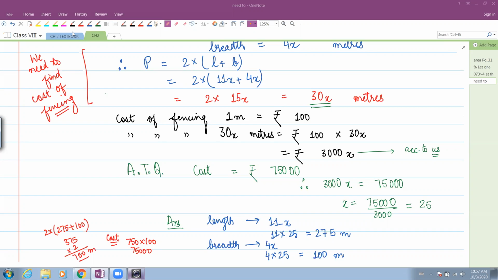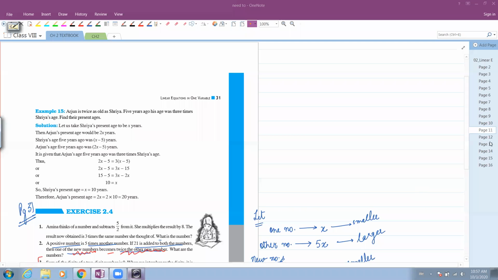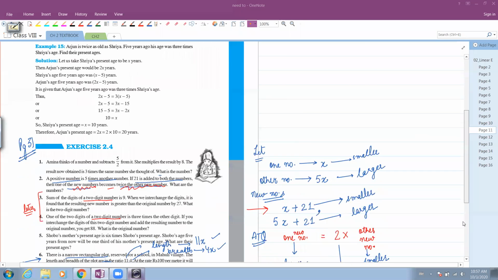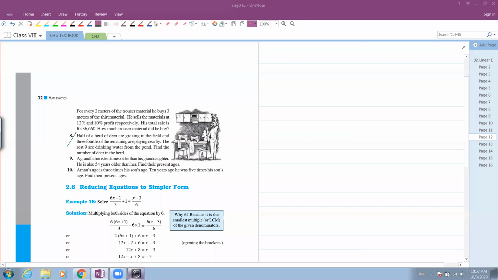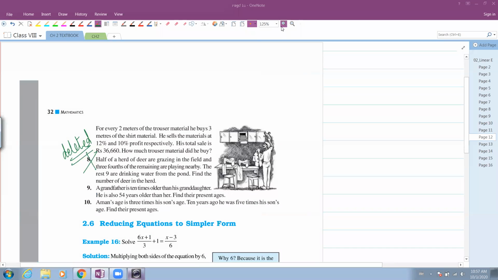I'm done. After this, the next 2 questions are deleted from your syllabus. Question number 7th and 8th. So you can mark that. Question number 7th is deleted. And question number 8th is also deleted. Now we'll be doing question number 9th.